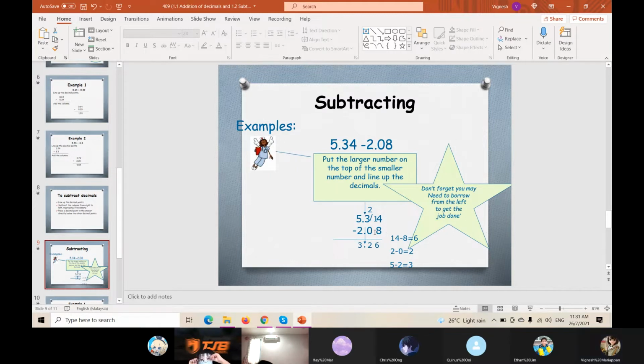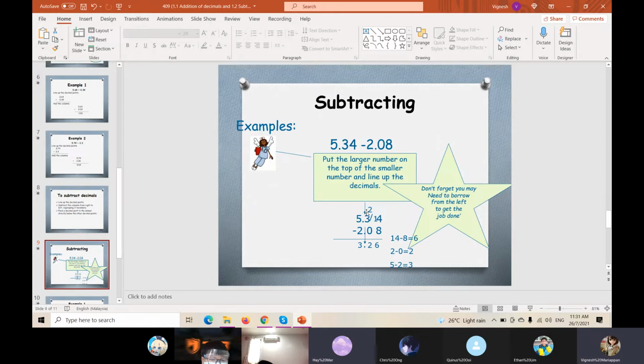Okay, so again, can we minus 4 with 8? Can we minus the 4 with the 8? No, teacher. So what we need to do? We need to borrow from the 3. So it becomes 14. So 14 minus 8 is equals to 6.